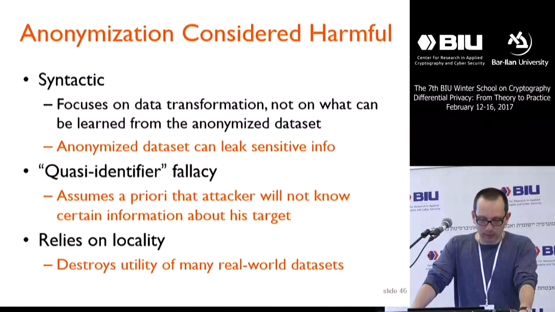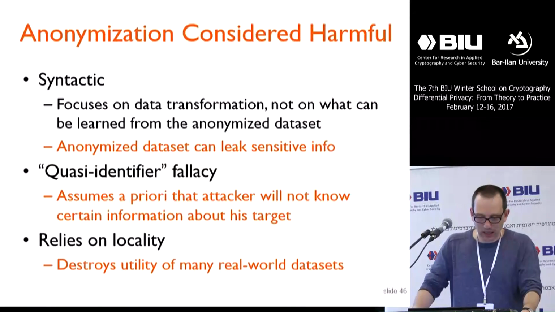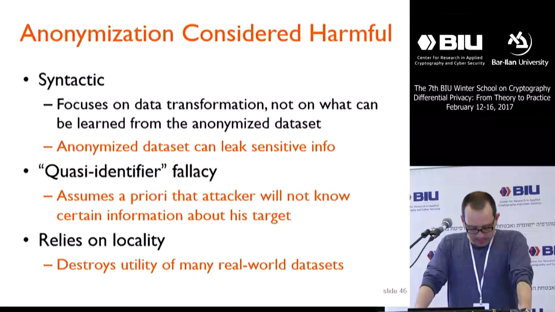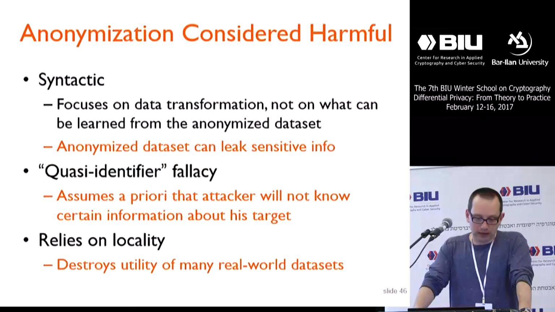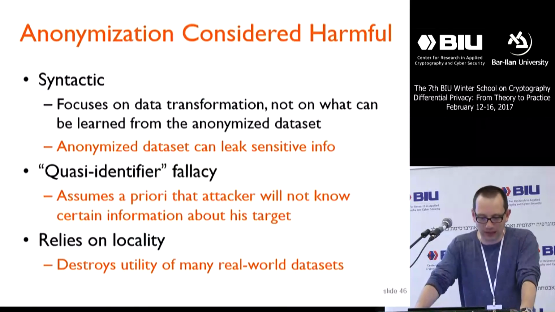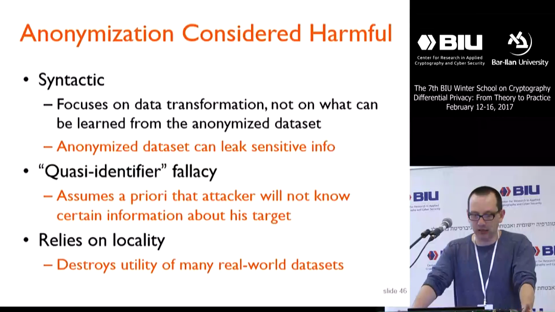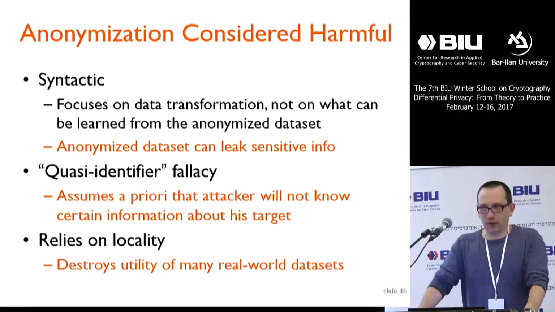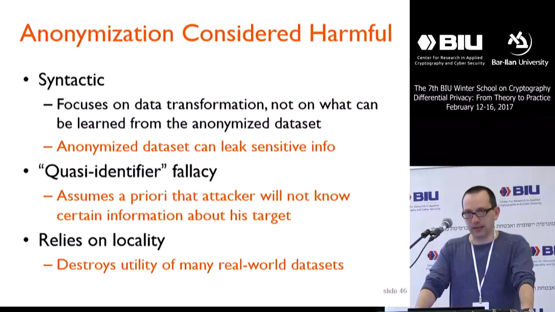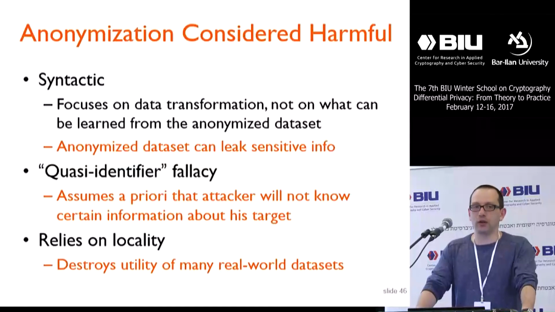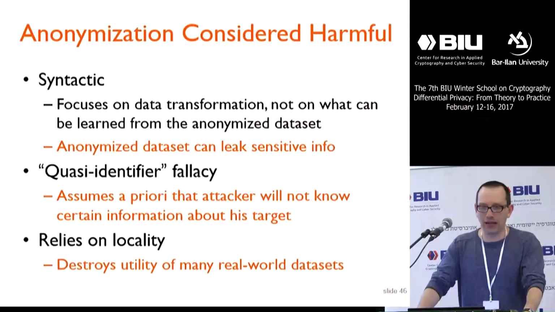So let me conclude this part of the lecture with several lessons to take home. The problem with anonymization approaches is that they are largely syntactic. They focus fundamentally on transforming data in some way, not on what can be learned from the anonymized data set. Inevitably, this results in data sets that leak sensitive information. They all suffer from what I call the quasi-identifier fallacy. They assume that the adversary's knowledge is going to be limited to a certain set of attributes.